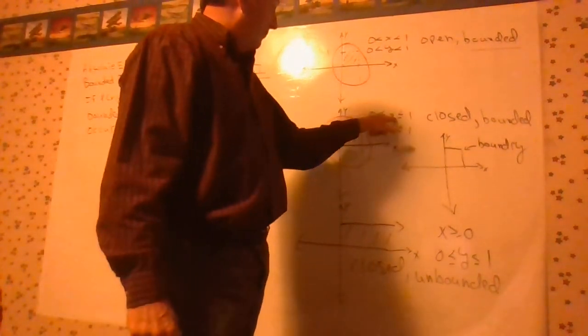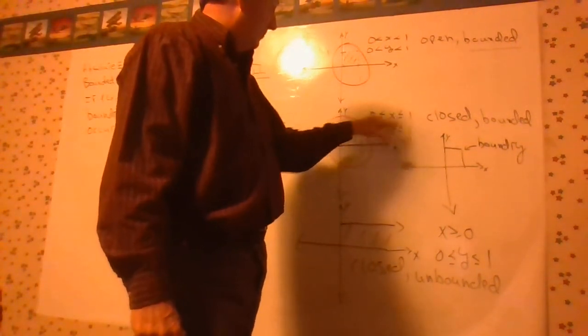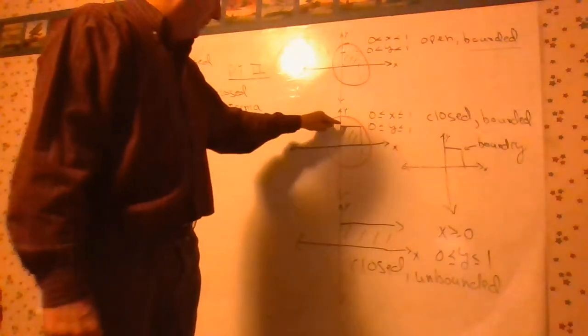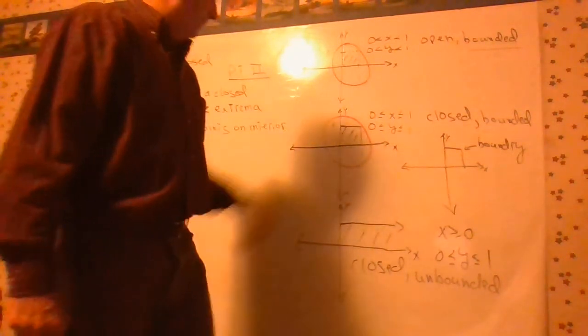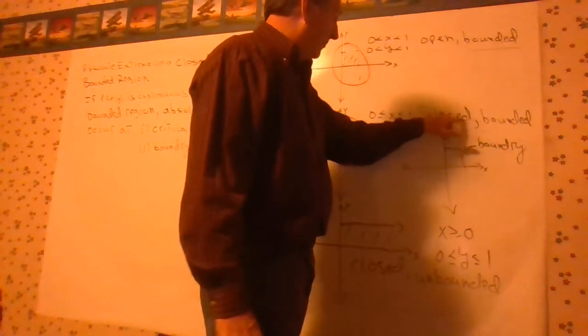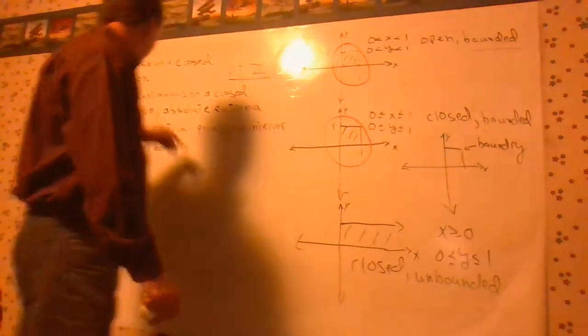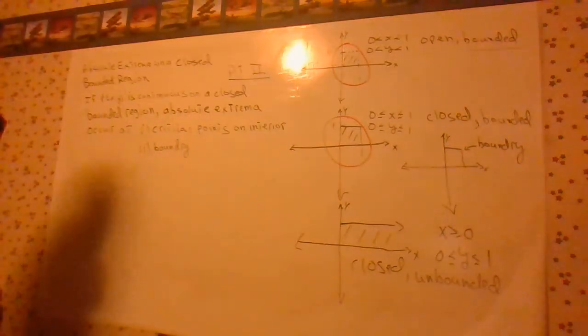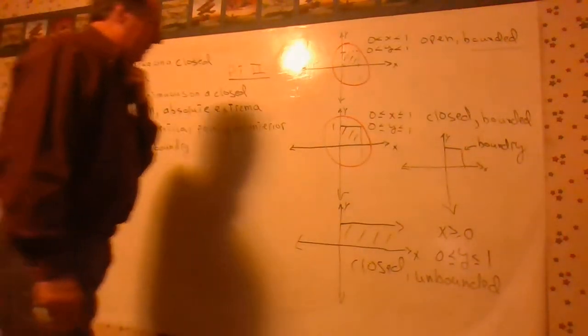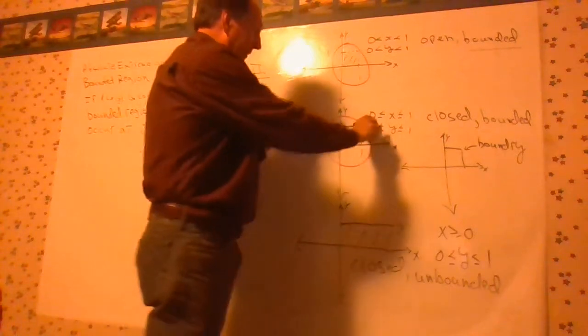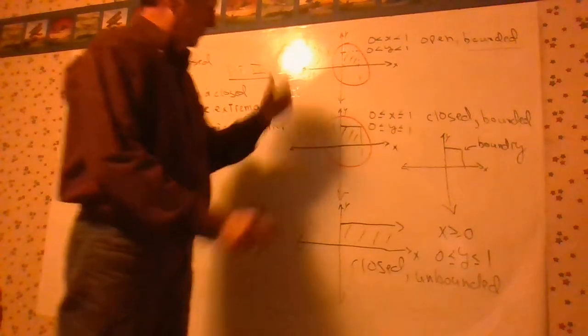Now in this case, x between 0 and 1, y is between 0 and 1, that's this square, but it includes the boundary, so it's closed. It's bounded because we can draw a circle around it. So we're going to be looking for absolute maximums and minimums on regions like this. It could be a rectangle, it could be a circle, it could be triangular, whatever.